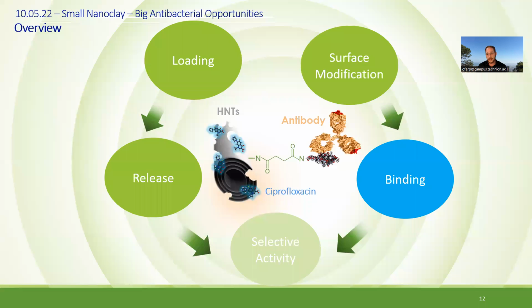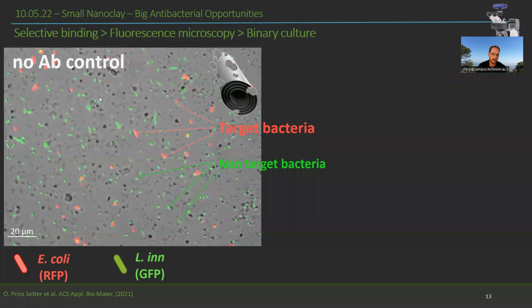Going back to the antibody modification, we ask the question, is it effective? For that, we simply mixed the HNTs with target bacteria and non-target bacteria in a heterogeneous culture. Here under the microscope, we could see the red fluorescent target bacteria, the E. coli, and green fluorescent. For this sample, the HNTs are not modified with antibodies, and so you could see that all the compounds are just separately dispersed in the mixture.